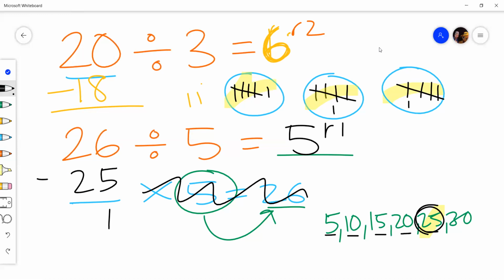So there's like a couple techniques that we can use. So I want you to be thinking about that. We're going to continue to practice this, so don't worry. This is just a quick introduction to the idea of the remainder, about how sometimes we don't get equal groups.